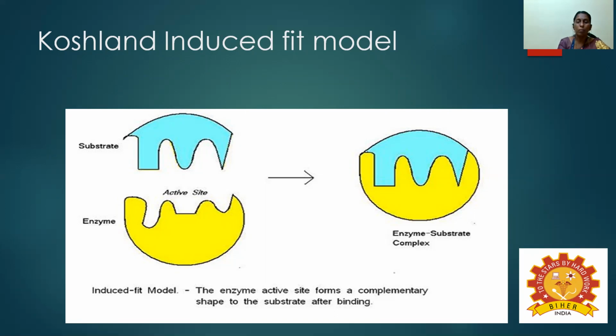And then the next point is the turnover number of an enzyme. The number of substrate molecules converted into product per unit time is called the turnover number, or the catalytic activity of the enzyme. That also depends on the active site. So it depends on active site binding. The active site binding plays a significant role in enzyme activity.